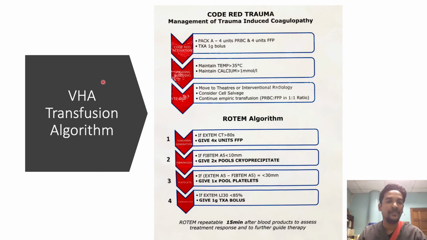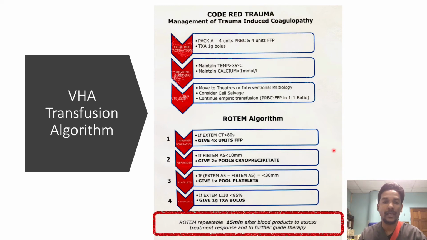This is another VHA algorithm that is used in a leading trauma center in the UK. I just want to highlight that it is mentioned here that ROTEM is repeatable 15 minutes after blood products in order to assess treatment response and to further guide therapy. This means a single value is inadequate. A serial measurement must be carried out in order to optimize resuscitation and to guide our transfusion therapy.